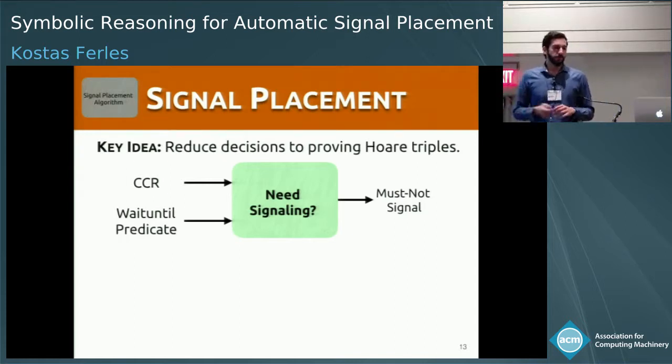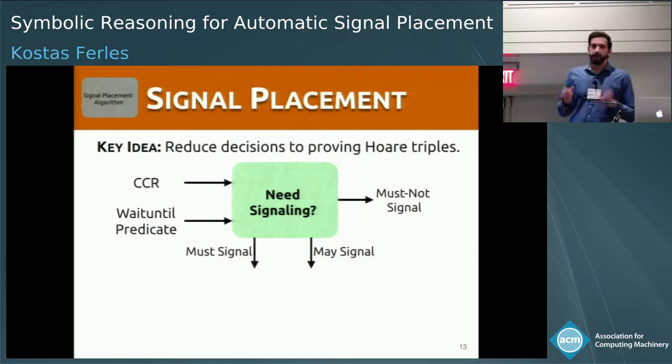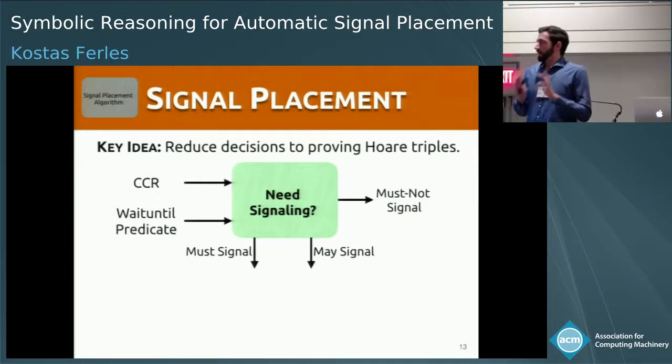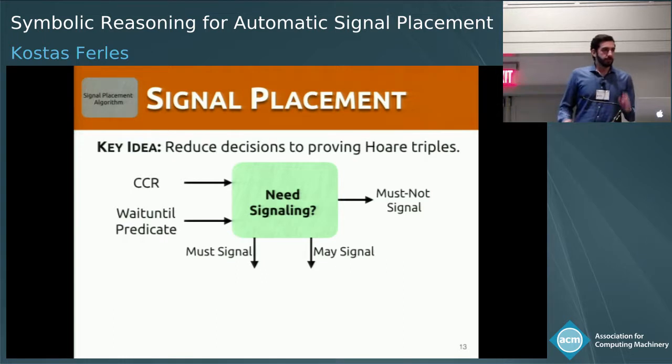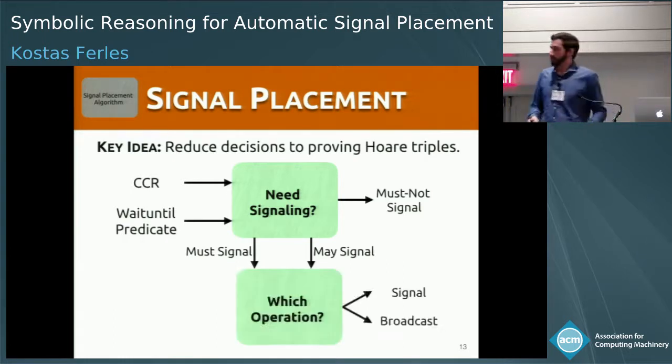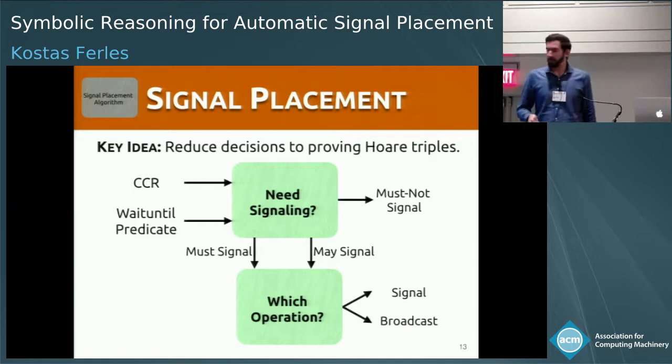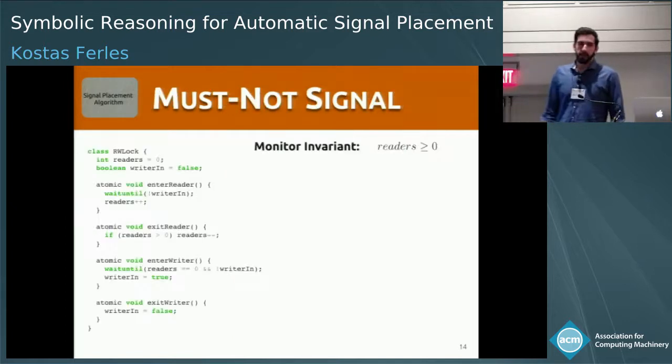Otherwise, our algorithm is going to determine that we have either a must signal case, which means that we should always perform a signaling operation after executing the CCR, or a may signal case, which means that we should conditionally perform a signaling operation after the CCR. In both these two cases, we have to make another decision and pick either a signal operation or a broadcast operation.